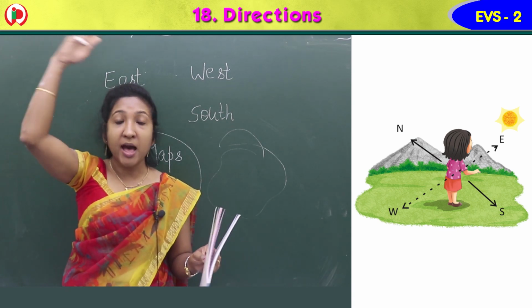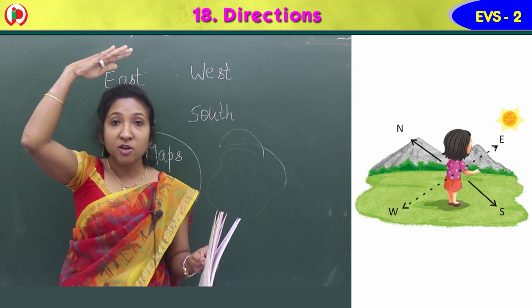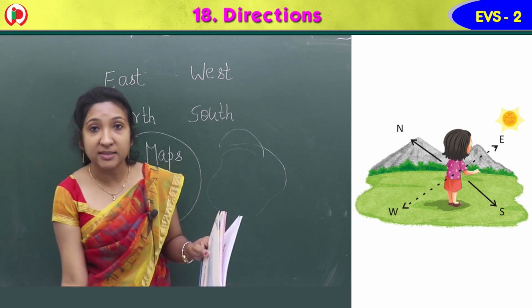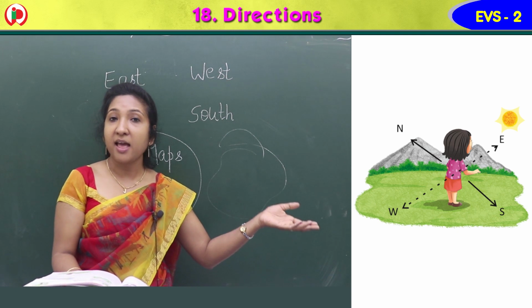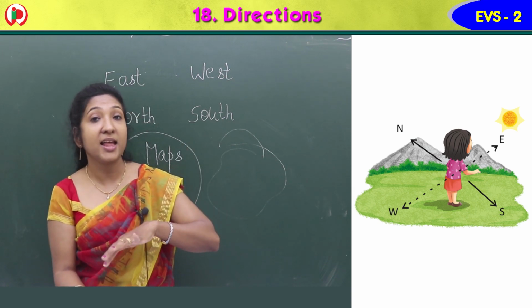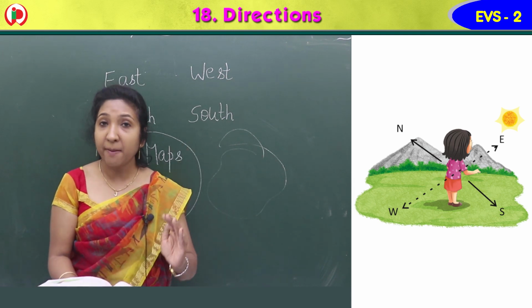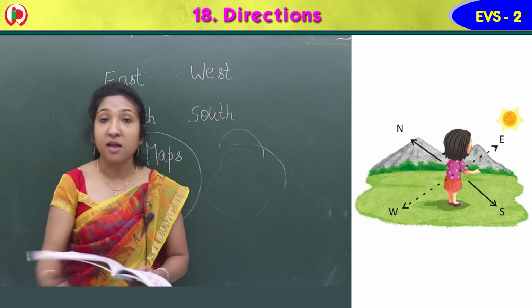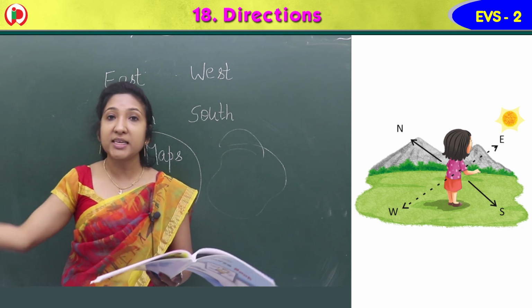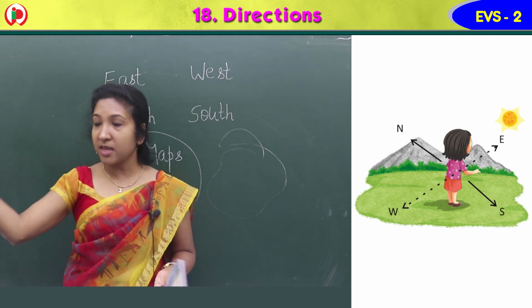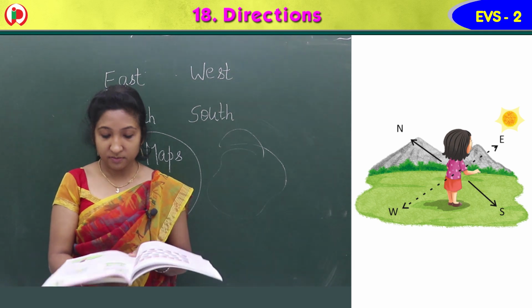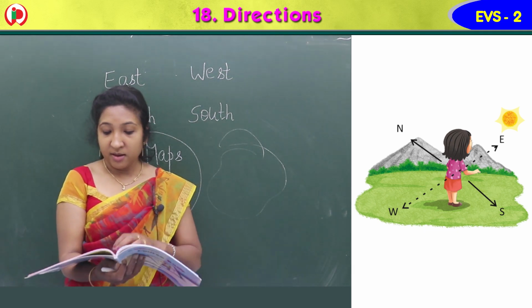Always the top, up portion is north, down, bottom part is south, and east is on the right side and west is on the left side. So on the map, this is the direction always: north, south, east, west.